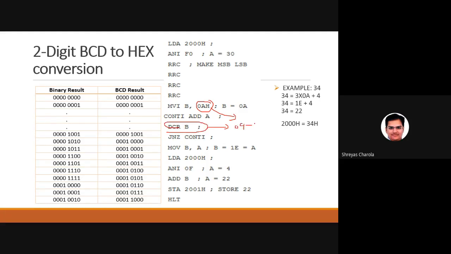So this will be 9, 8 times, 0, 7, 0, 6. Once it is 0, it will go outside the loop and store the data we have in the accumulator. That means once you do the multiplication, you will get 1E, and that will be stored in the B register. Now again, take the same data you had in the multiplication process, and multiply it with the addition.